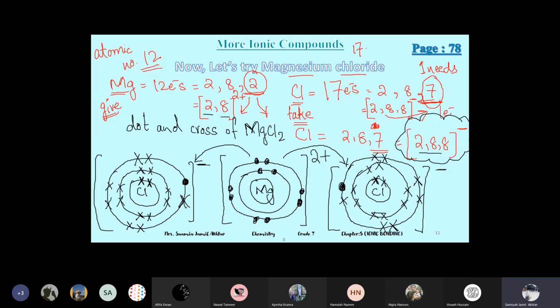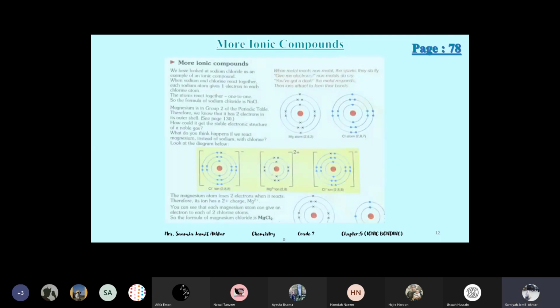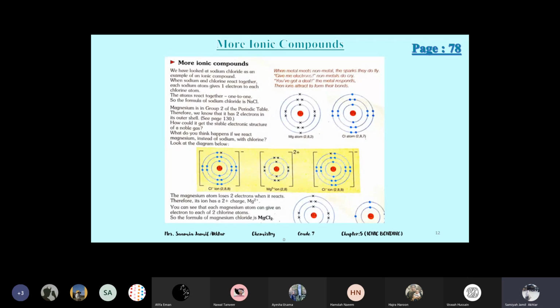Is this magnesium chloride clear? Okay, good. And now the next one, page 78. The same diagram is there on page 78. More ionic compounds.